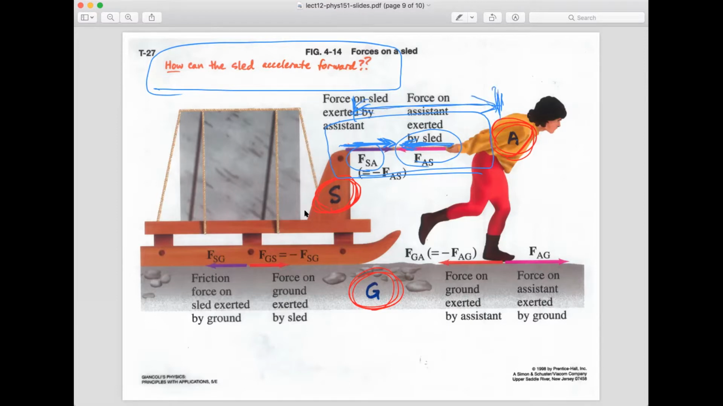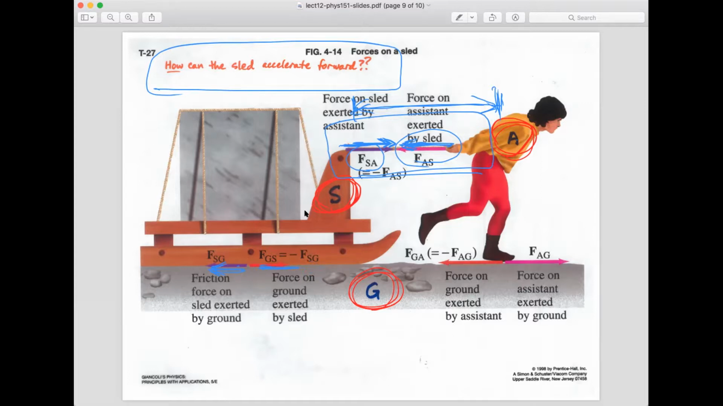So they don't need to move with respect to each other. What really needs to happen is they need to move with respect to the ground. And if you look at the net force on each of them with respect to the ground, it will be forward. Okay, so the sled pulls on the ground backward with a certain amount of force, but the ground will push forward on the sled with an equal and opposite amount of force.